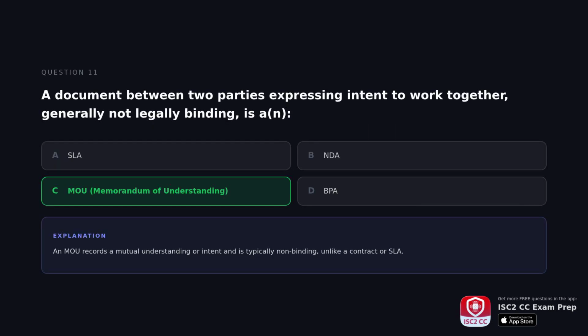The correct answer is MOU, Memorandum of Understanding. An MOU records a mutual understanding or intent and is typically non-binding, unlike a contract or SLA.